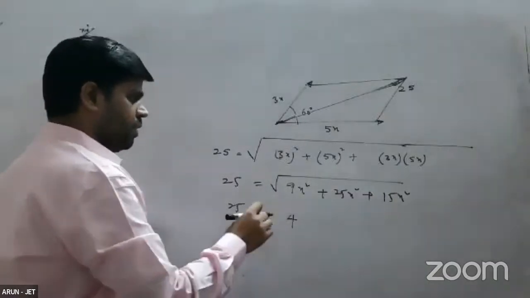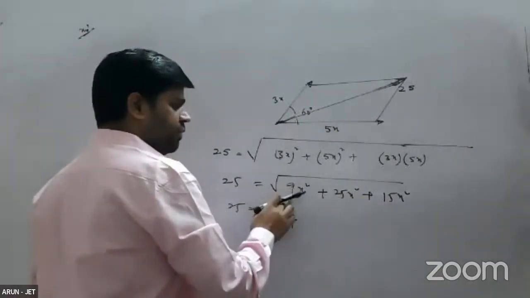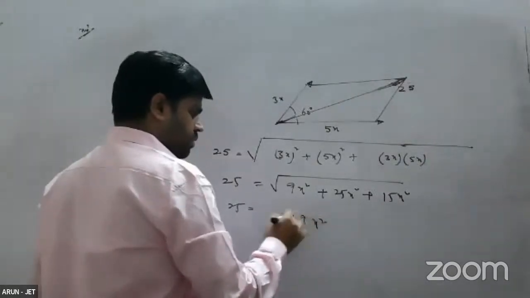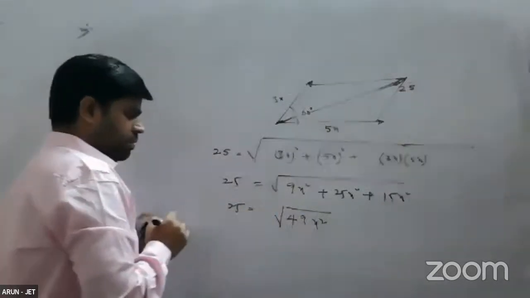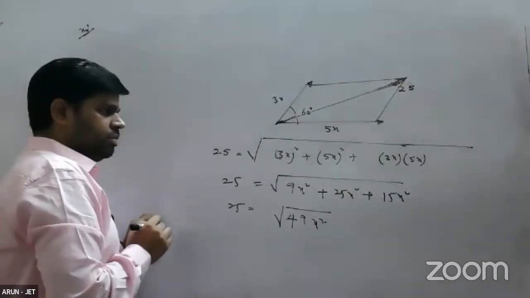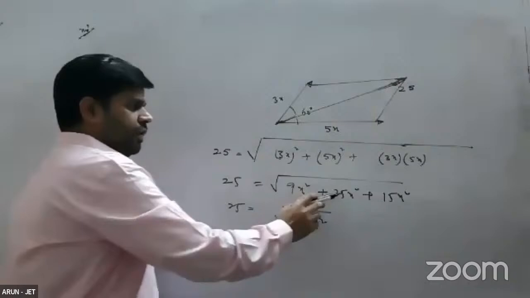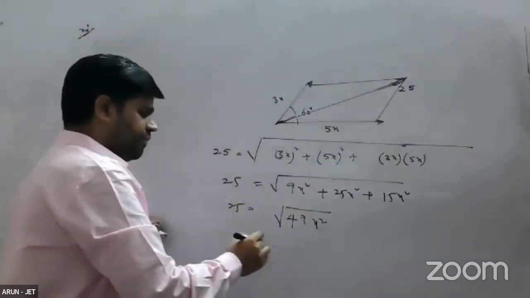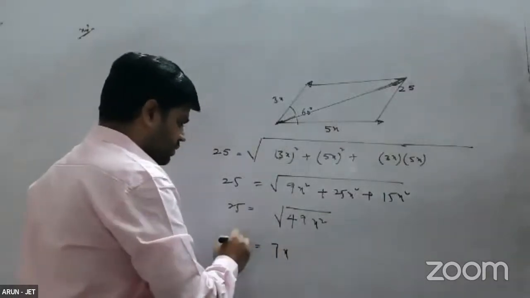49. See, 15 plus 9 is 24, and 24 and 25 is 49. Right? 25 plus 15 is 40, 40 plus 9 is 49. So 49x square is 25, which is nothing but 7x, 25. 25 by 7. Okay.